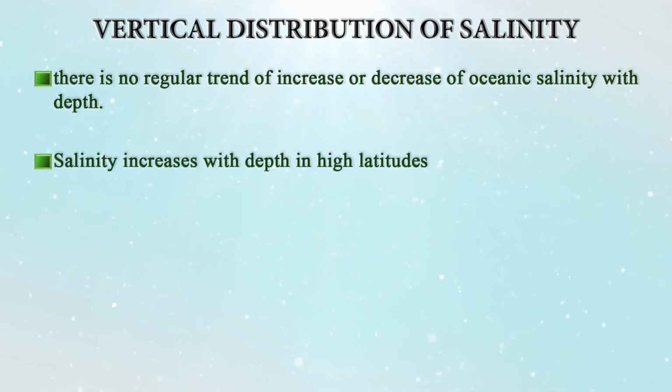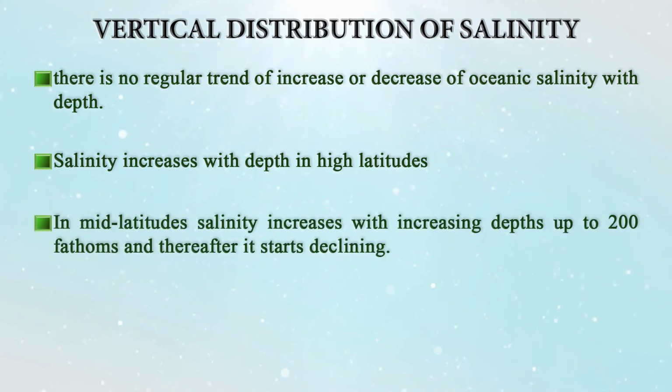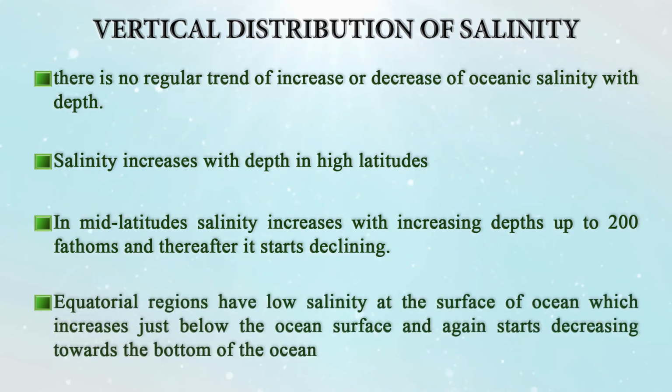Salinity increases with depth in high latitudes. In the middle latitudes, salinity increases with increasing depth up to 200 fathoms, and thereafter it starts declining. And in the equatorial regions, it has been reported that the surface has low salinity, and just below the surface salinity increases and again starts decreasing towards the bottom of the ocean. So, these are the trends which have been reported by some of the famous oceanographers in their various expeditions.